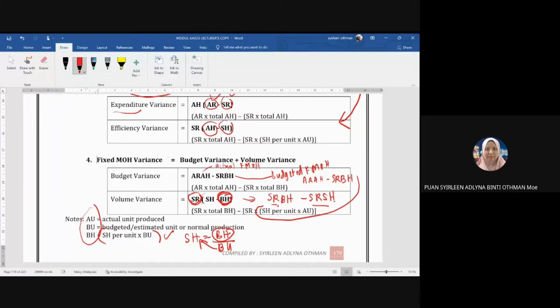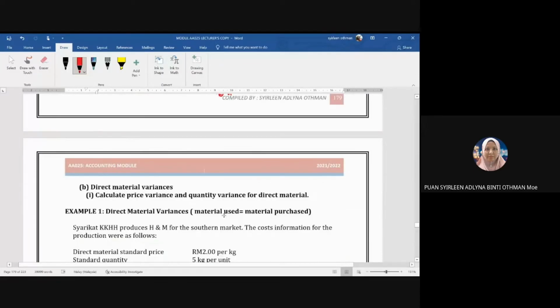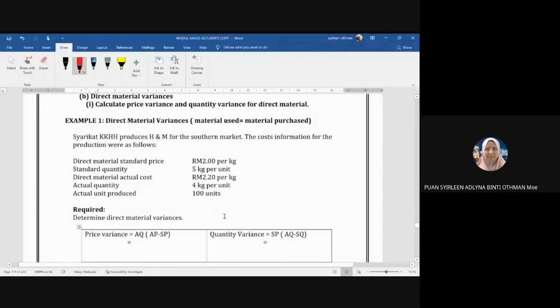Okay, so every example yang madam bagi dalam module, okay, I am going to do the solutions. Okay, kita akan buat penyelesaian dia guna both methods. Okay, you have either you want to use the formula atau you nak guna yang ni diorang panggil rajah kapal terbang. Okay, kenapa kapal terbang? Saya pun tak tahulah kenapa kapal terbang. So dia nampak macam ada sayap kot. Okay, alright, we go to the question first.